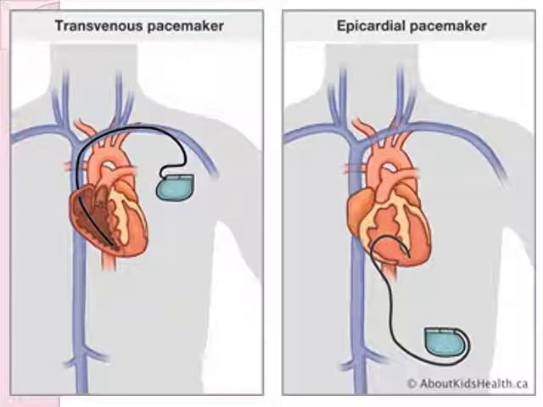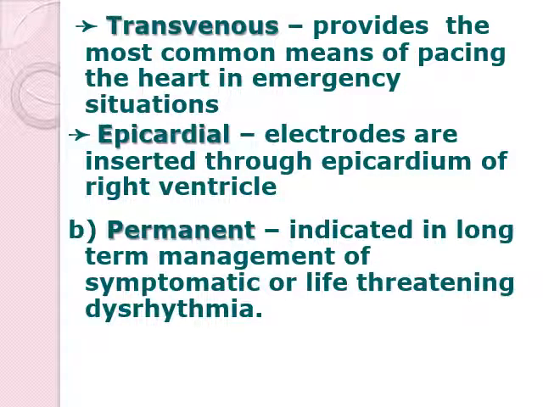So this is a transvenous pacemaker. As you can see, it's referred to as transvenous because it passes through a major vein here. Okay, that's why it's referred to as transvenous. Okay, it inserts through your superior vena cava. This one is referred to as epicardial pacemaker because it is directed in the epicardium of the heart. Okay, so permanent. Okay, your permanent pacemaker are indicated in long-term management of symptomatic or life-threatening dysrhythmias.